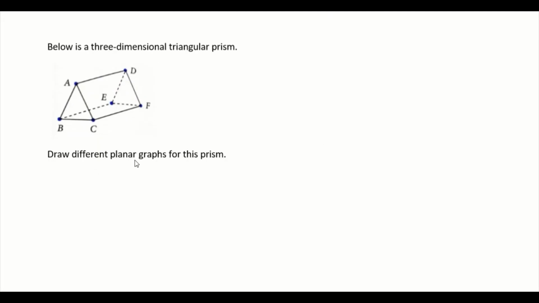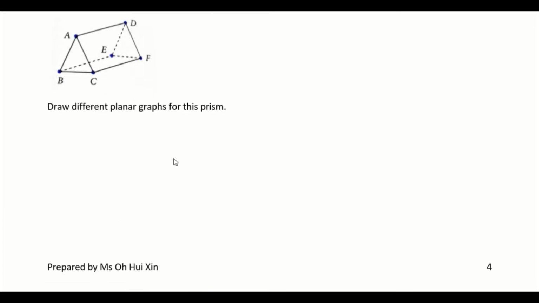So this is a three-dimensional triangular prism. Same thing, let's imagine how you should draw the planar graph. Okay, let's try to draw an easier one. Same thing, let's draw from the front here. So you have a triangle ABC, right? So let's start with that. A here, B here, and C here.